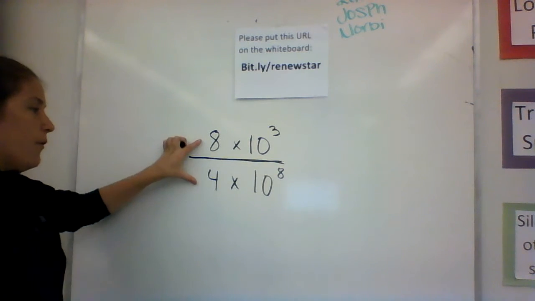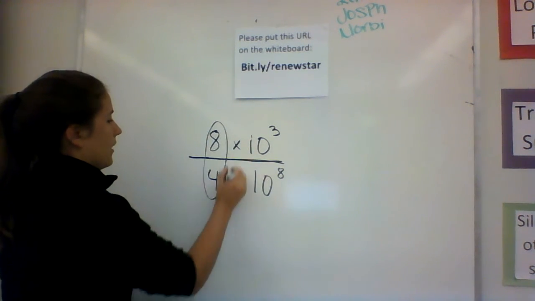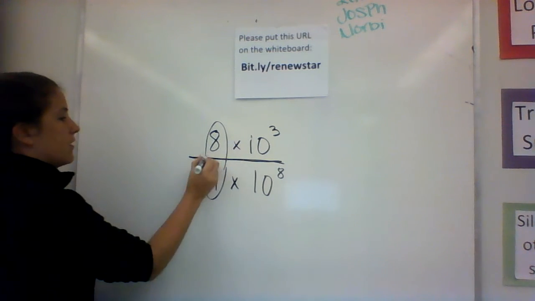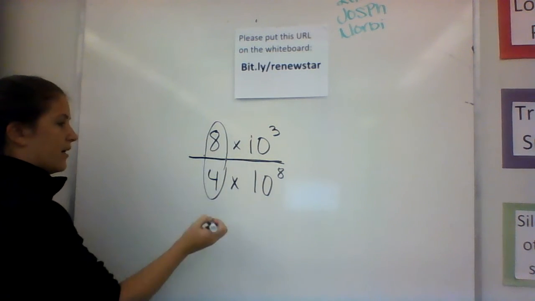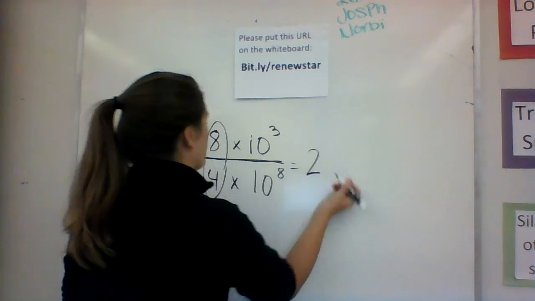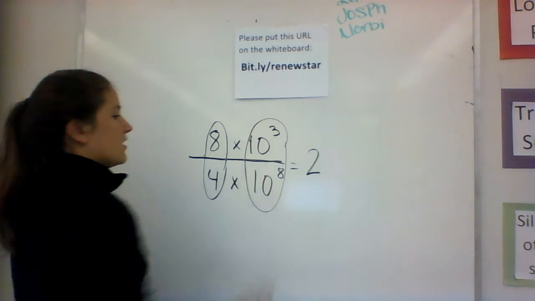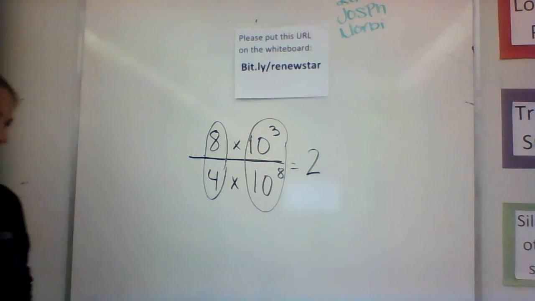I know how to divide my whole numbers and I know how to divide my exponents. I'll start with my whole numbers. 8 divided by 4. Well, I know that 8 divided by 4 is 2. So this will simplify to 2. And next I need to divide my exponents. 10 to the third divided by 10 to the 8th.